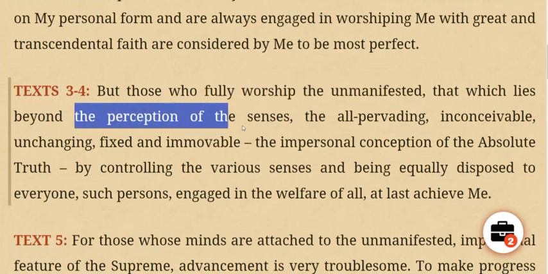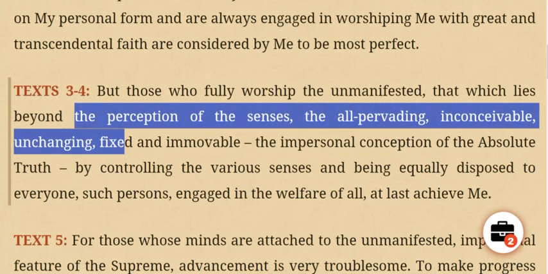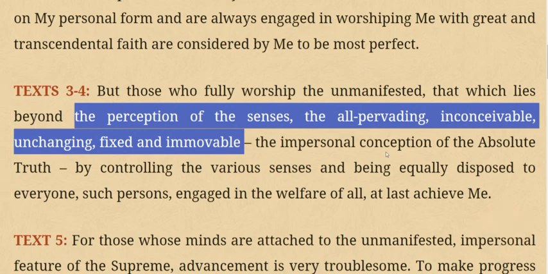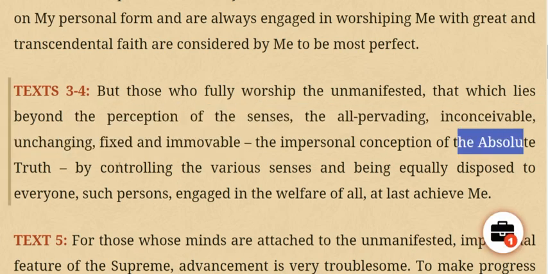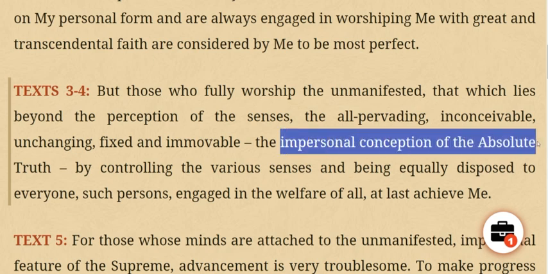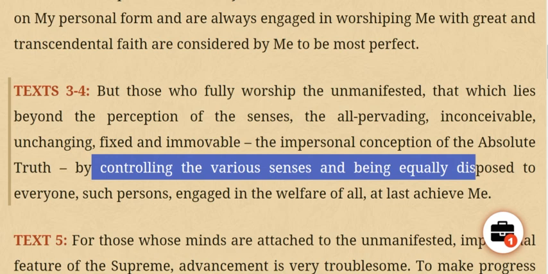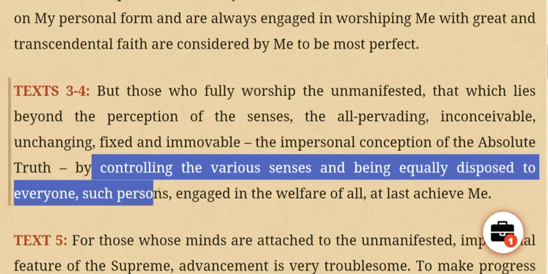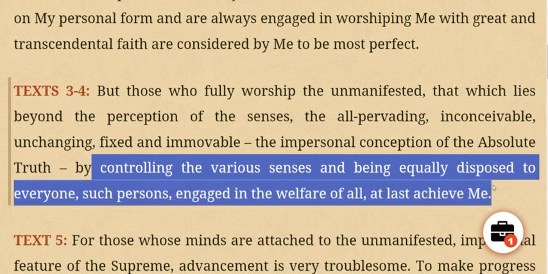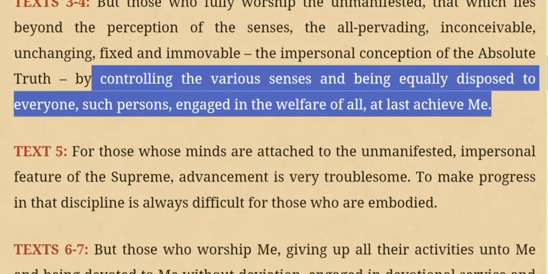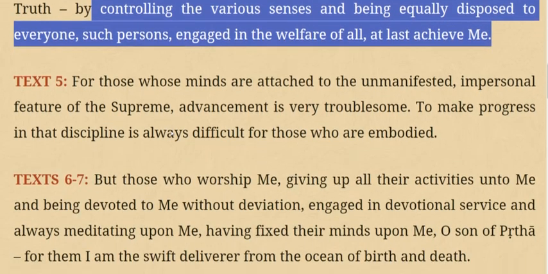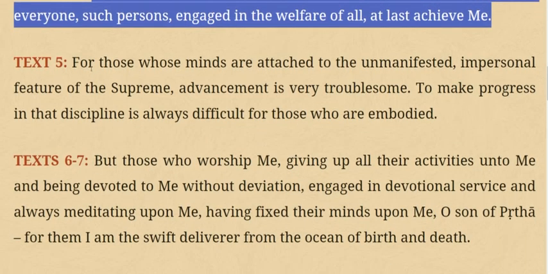Unmanifest. It lies beyond the perception of senses, all pervading, inconceivable, unchanging, fixed, immovable. The impersonal conception of the absolute truth, meaning it is one of the truths of the absolute truth, that it is impersonal. By controlling the various senses and being equally disposed to everyone, such persons, engaged in the welfare of all, at last achieve me. Now Krishna says, what happened?